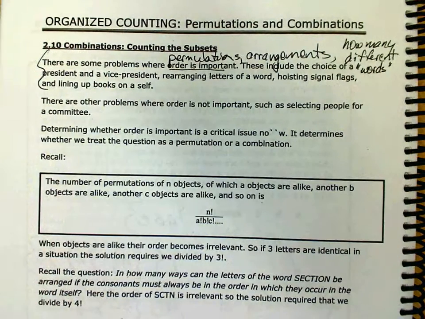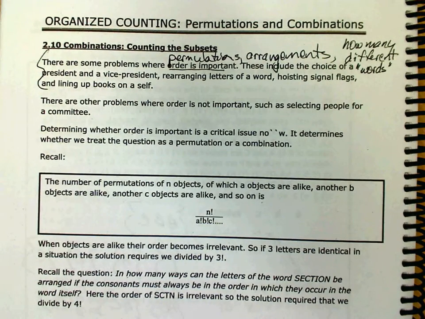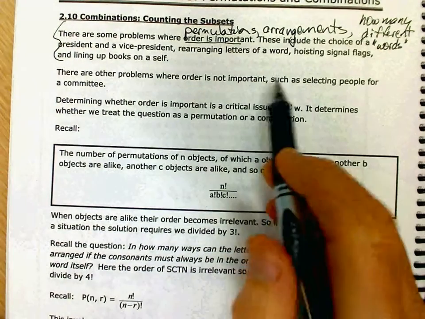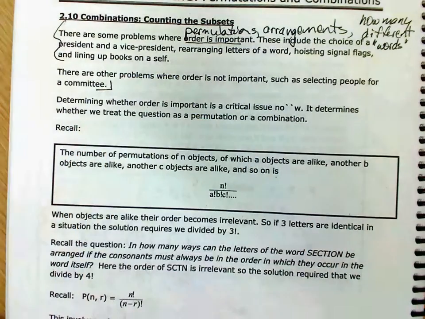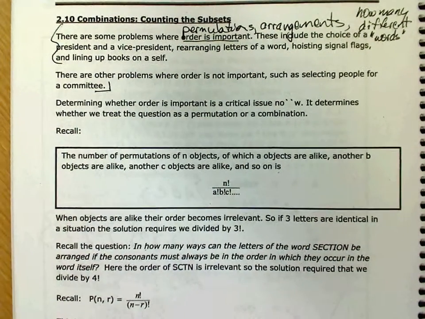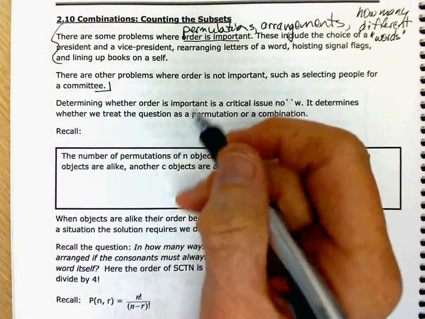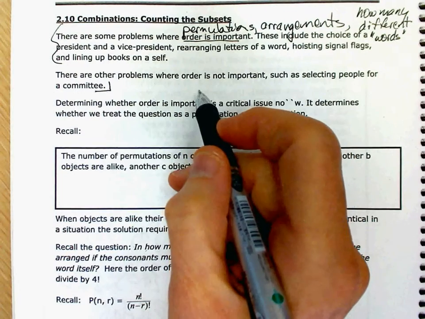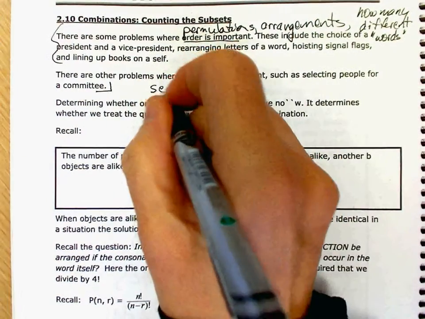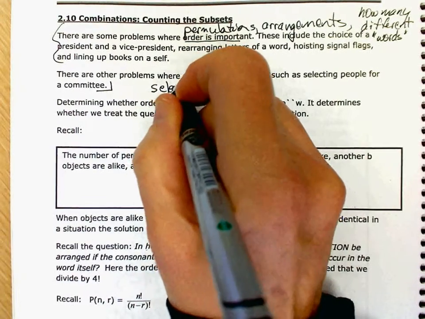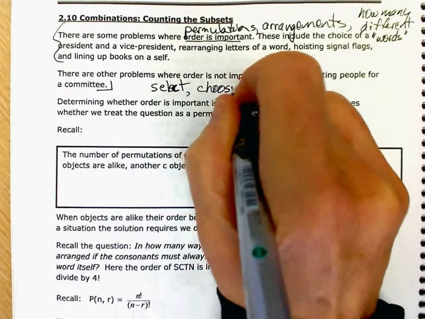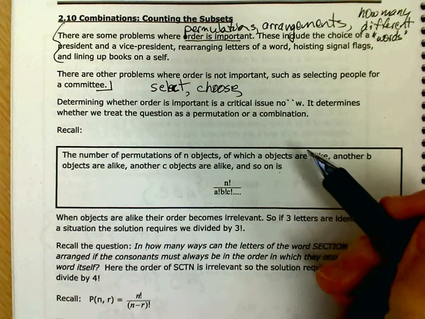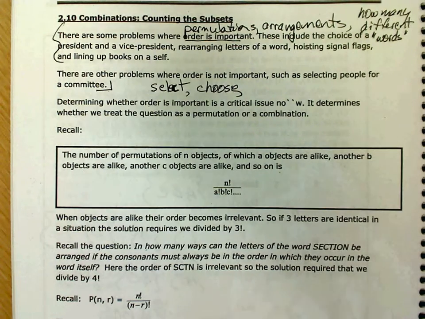That's what, for the most part, we've been doing up to now. There are other problems where order is not important, such as selecting people for a committee. So the key words in problems where order is not important are select. How many ways can we select 3 people? How many ways can we choose 3 people? That's all I can think of right now.